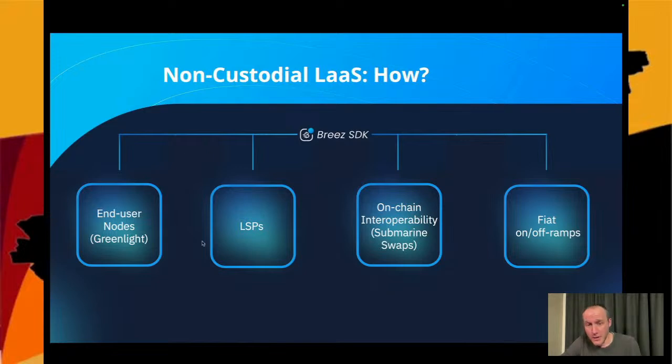Then another big component is these liquidity services. Another big component is the on-chain interoperability and the fiat on and off ramp. So you see that these four components, the Lightning node, liquidity, interoperability with on-chain, and interoperability with fiat, they give you the really rich experience for paying with Bitcoin and Lightning.